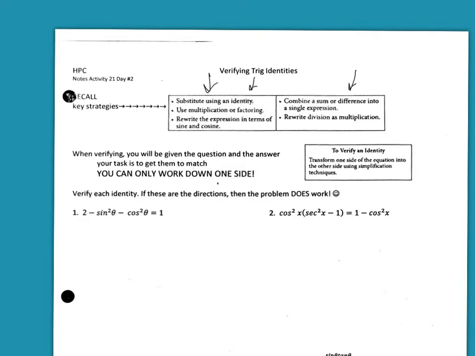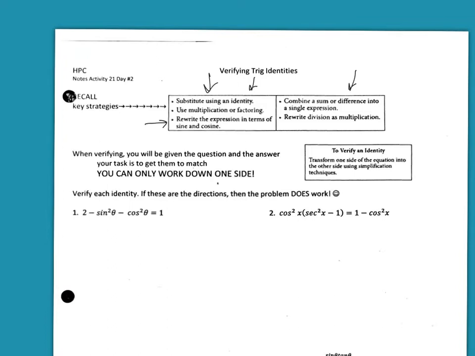So really the first thing is, if you're not sure what to do, rewrite everything in terms of sine and cosine. It's a good first step. Look for identities. When you see words squared, look for a Pythagorean identity. It's always going to be a great shortcut.